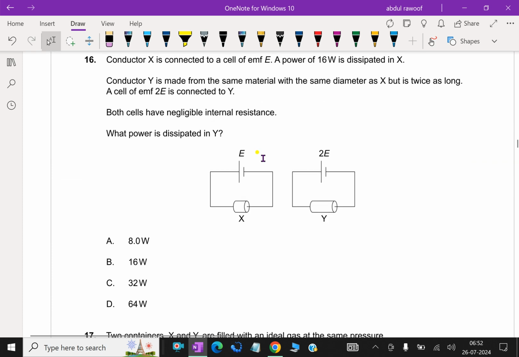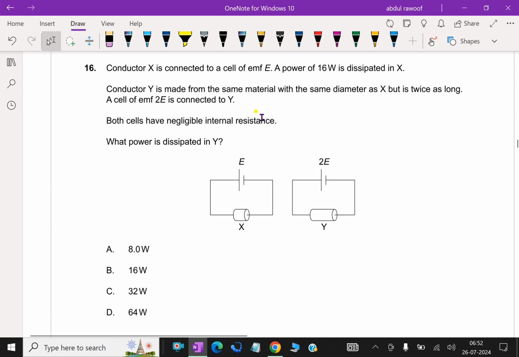Next question. A conductor X is connected to a cell of EMF E. A power of 16 watts is dissipated in X. Conductor Y is made of the same material with the same diameter as X but is twice as long. Both cells have negligible internal resistance. What power is dissipated in Y? Here the resistance is more in Y, because resistance is directly proportional to the length.